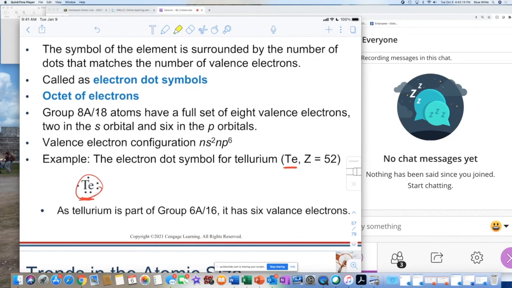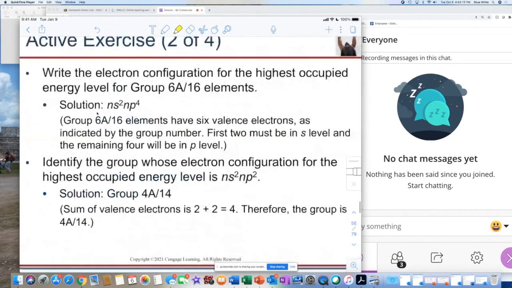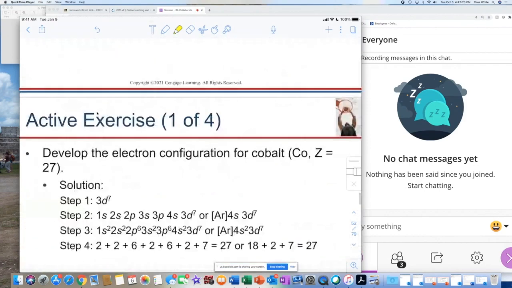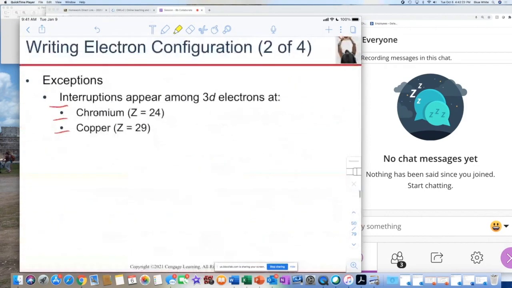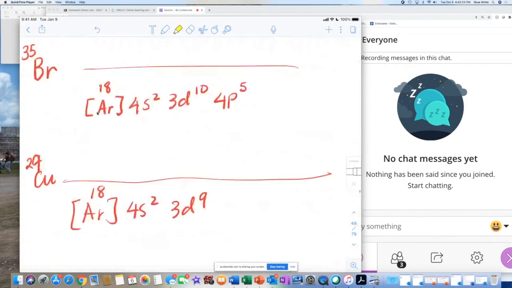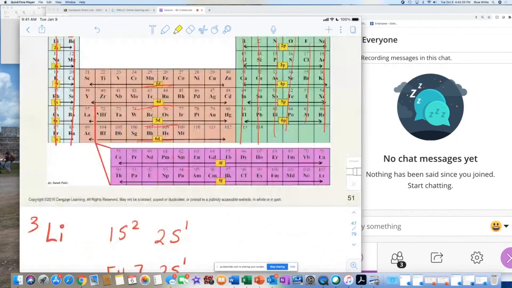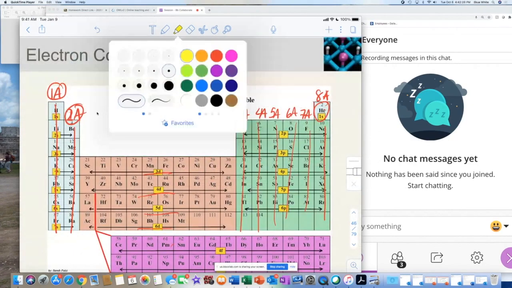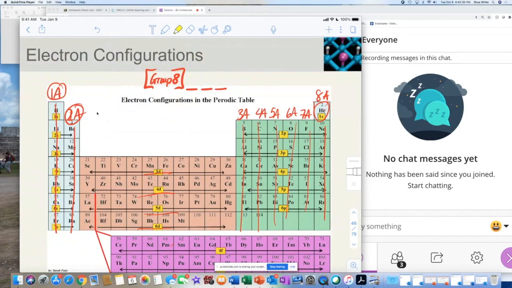Let me do one that's not already done. I will find my periodic table that I wrote on and then write an electron dot structure right on it. Let me do one for aluminum. This is aluminum. So aluminum is in group 3, right? So I'm just going to write 3 dots around it. There. Electron dot symbol for aluminum.